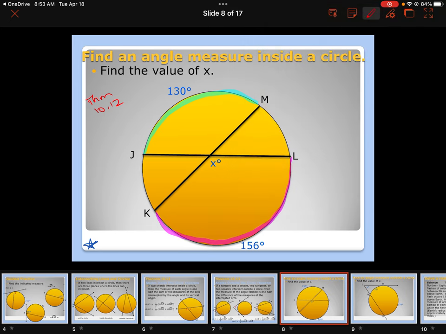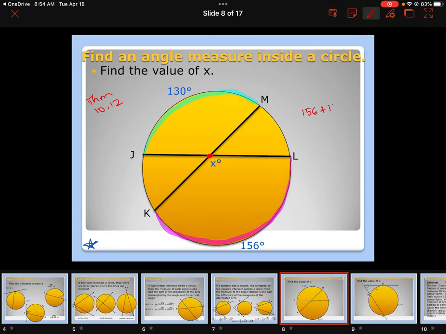Now, we probably should have talked about this a second ago, but that angle is not a central angle. That red dot is not the center of the circle. If it was the center of the circle, then that x would match the measure of the arc. So that x would be 156 if that was the center. But it isn't the center necessarily. Okay? So what you're going to do is take that arc measure, that 156, and add it to the other arc measure of the vertical angle from that x, which would be the 130. And you're going to average them.